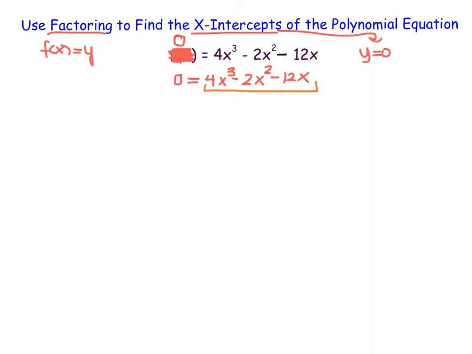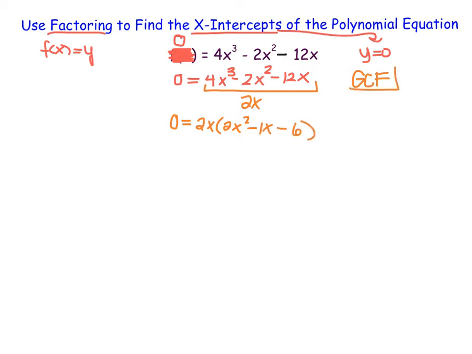So if we look first, we know that the first factoring strategy that we always use is the greatest common factor strategy. Now if I look here, 4x cubed, 2x squared, and negative 12x are all divisible by a 2, and then they all contain at least one x. So in factoring out the greatest common factor of 2x, I'm left with 2x squared minus 1x minus 6.